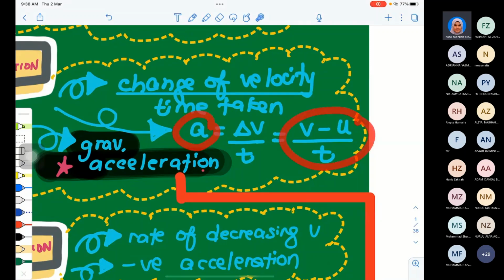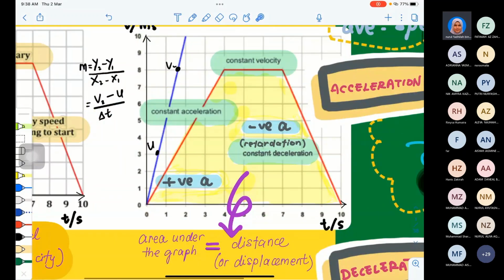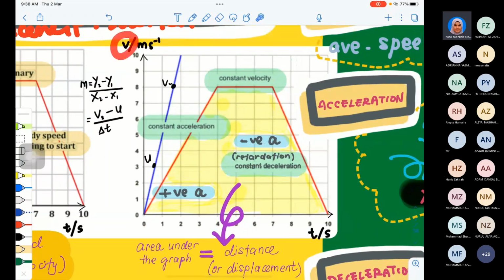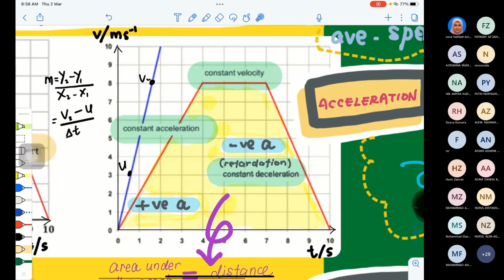So, we know from there, if we have a graph of velocity against time, the gradient gives us acceleration. That is a concept that you need to understand. You will use it until Form 5. Okay, next. If the graph is a straight line like this, is the object not moving?